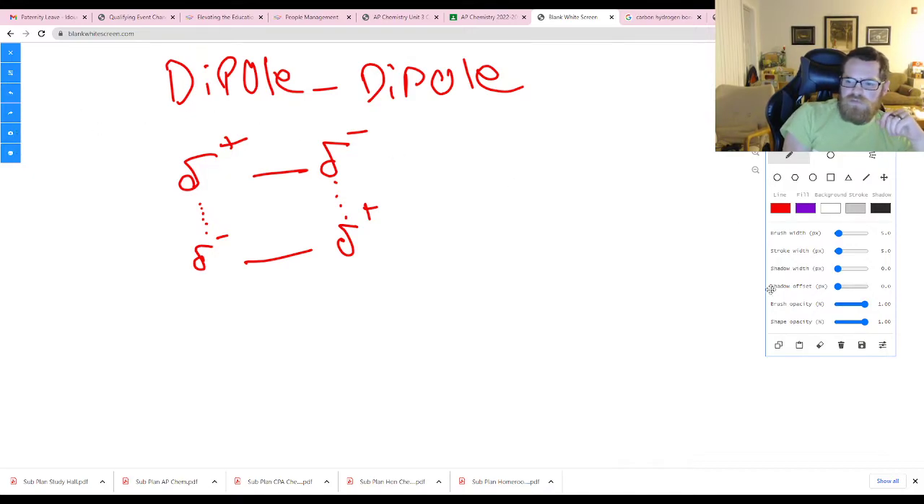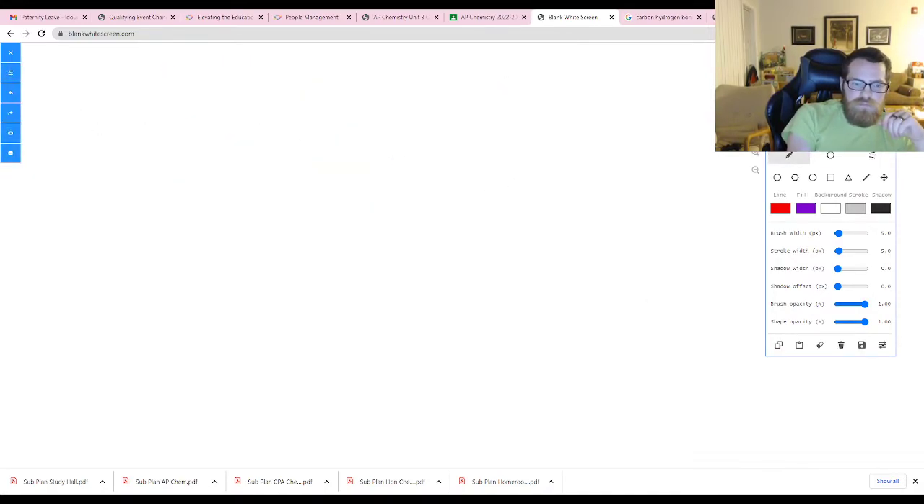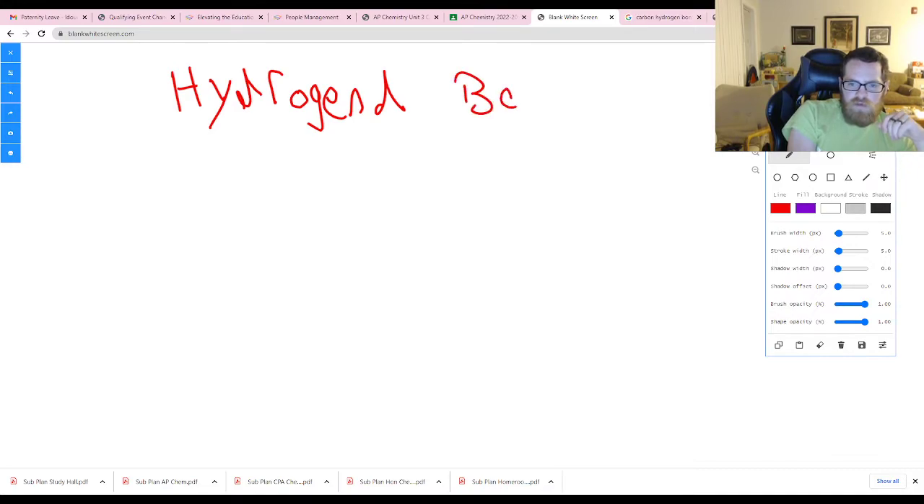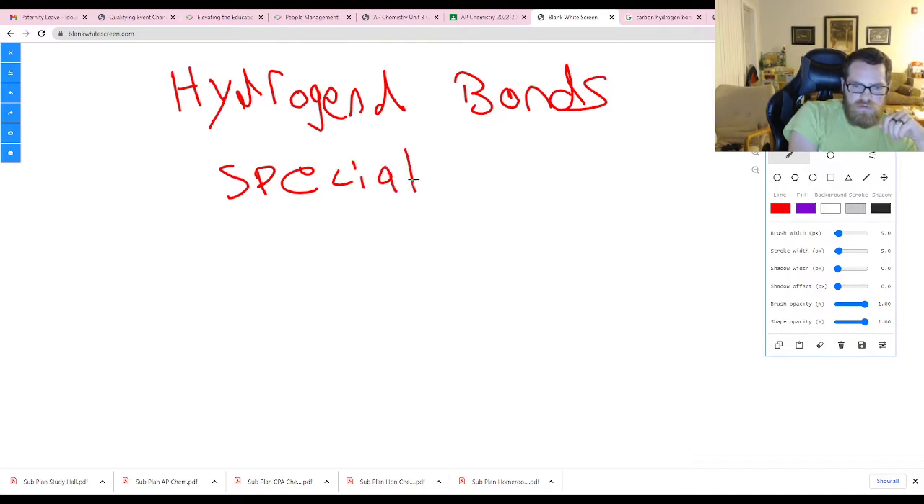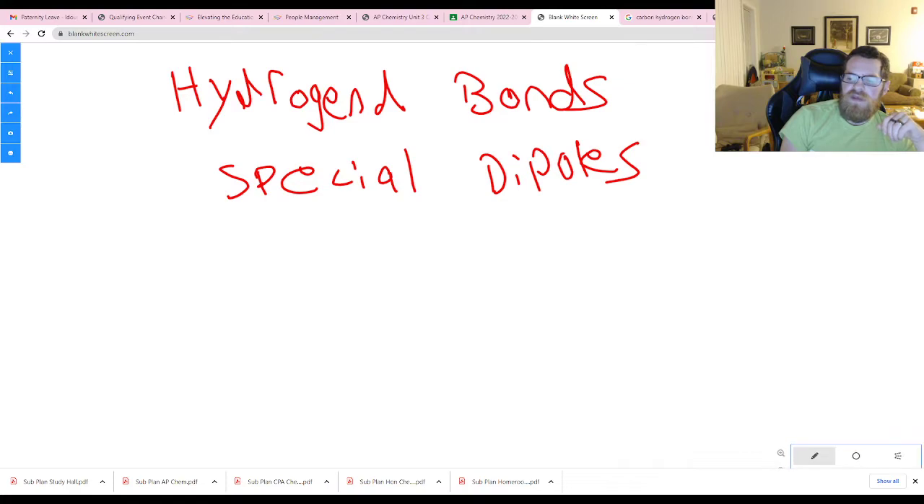Now we get into hydrogen bonds. Hydrogen bonds are just special dipoles. They are made with hydrogen, which is really our least electronegative covalent element, and so it creates the opportunity for the largest dipoles.